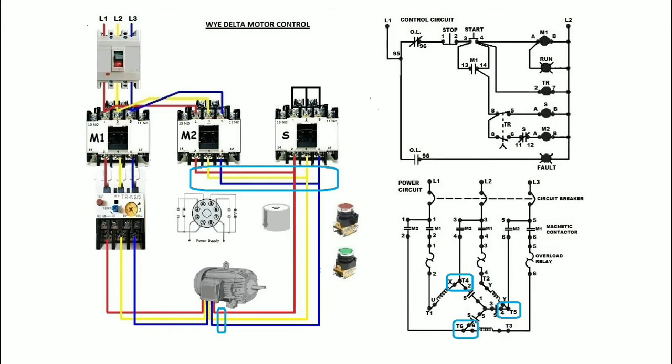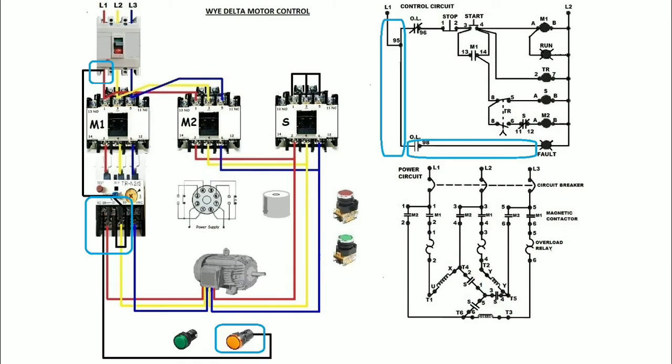The lower terminals of the S magnetic contactor common to M2 magnetic contactor will be connected in the order red, yellow, and blue to terminals T6, T4, and T5 of the electric motor, respectively.